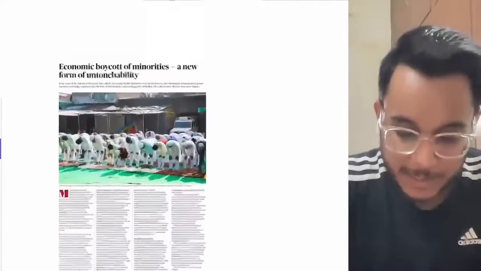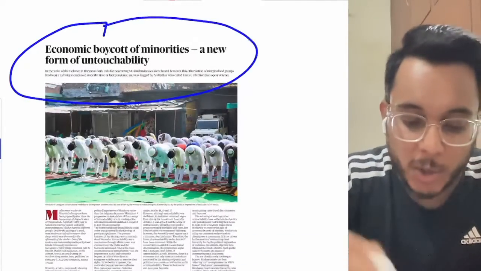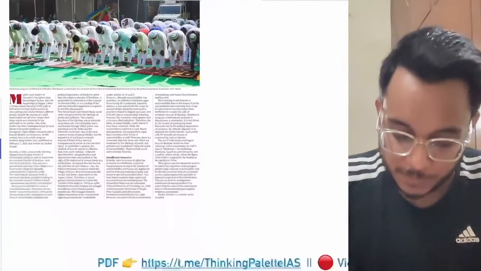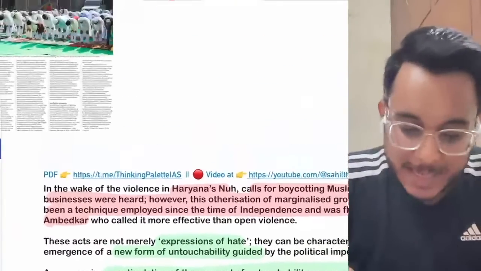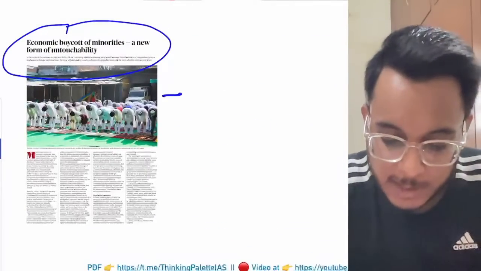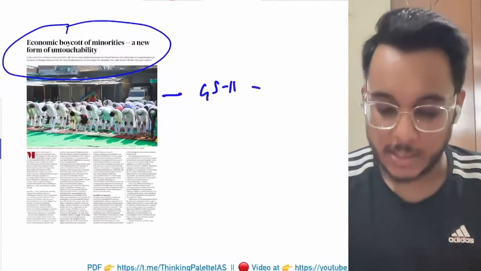Moving to the next article. Economic boycott of minorities, a new form of untouchability. Now, basically, guys, we'll see this particular article with respect to the GS paper number 2, social justice.